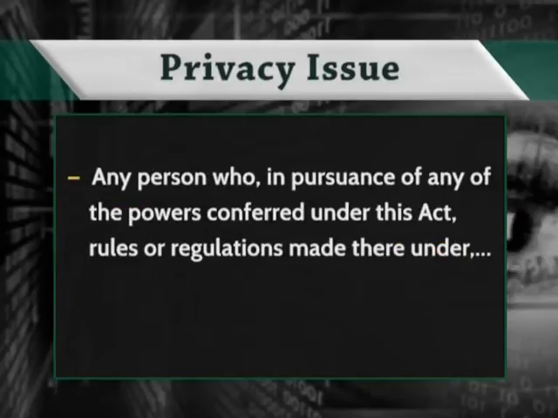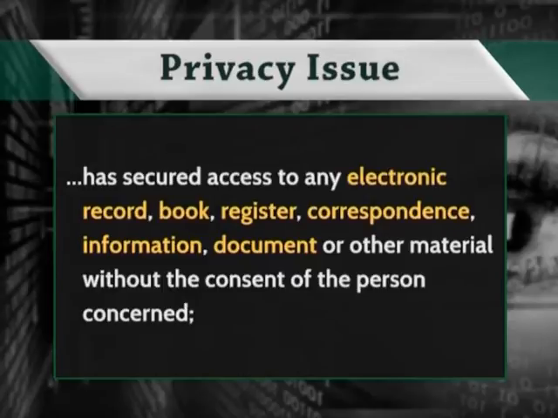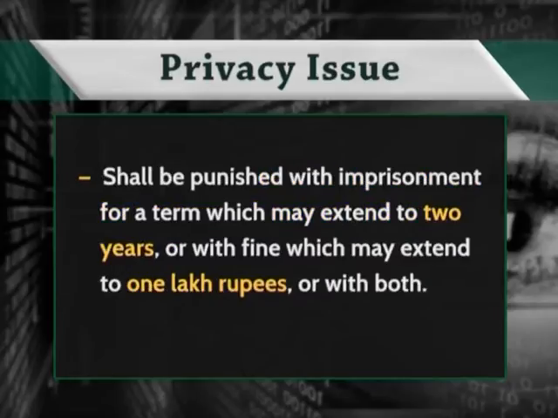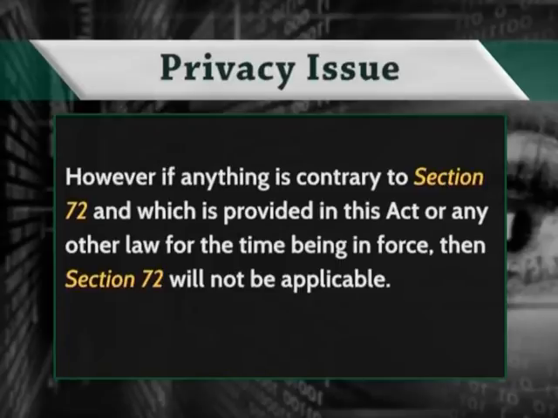Any person who, in pursuance of any of the powers conferred under this act, rules or regulations made thereunder, has secured access to any electronic record, book, register, correspondence, information, document or other material without the consent of the person concerned, discloses such electronic record, book, register, correspondence, information or document or other material to any other person shall be punished with imprisonment for a term which may extend to 2 years or with fine which may extend to 1 lakh rupees or with both. However, if anything is contrary to section 72 and is provided in this act or any other law for the time being in force, then section 72 will not be applicable.